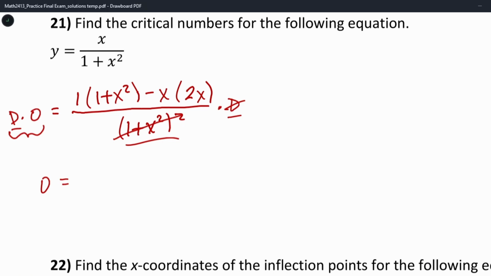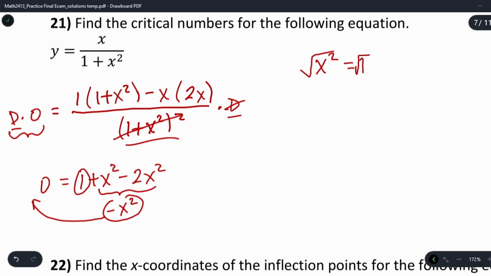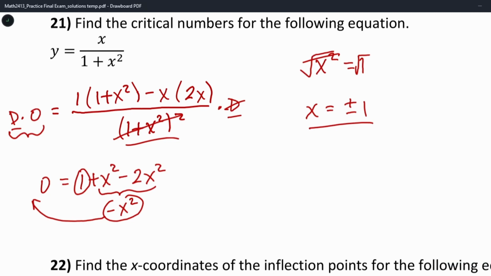If I simplify the numerator, we're going to have 1 plus x squared minus 2x squared. Combining like terms is going to give us a negative x squared. And then if I move that to the other side, we're going to get x squared equals 1. Taking the square root of both sides, we can see that our critical points are plus and minus 1. And that's it for this problem.